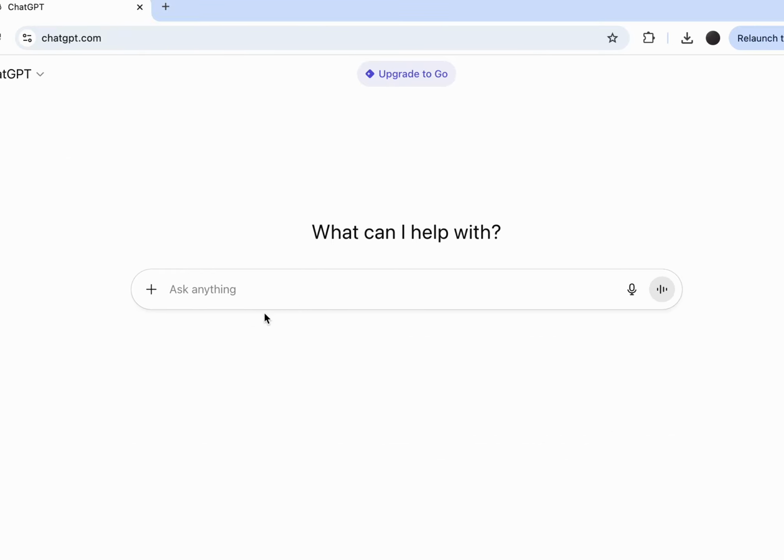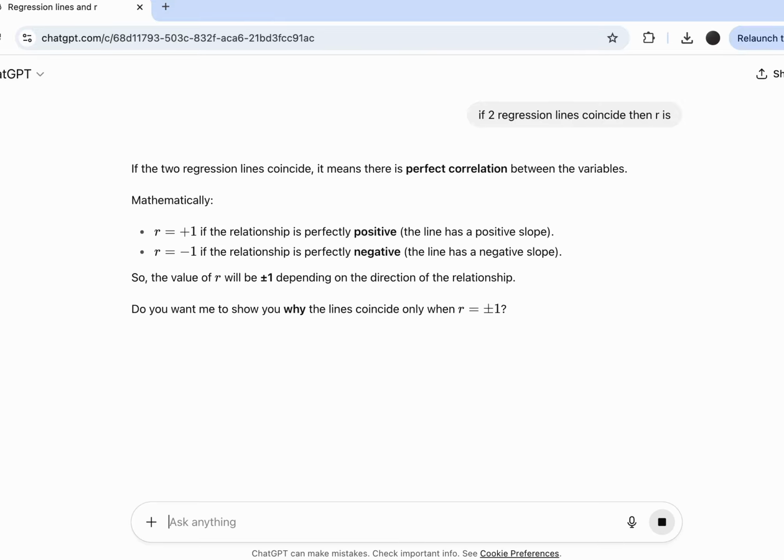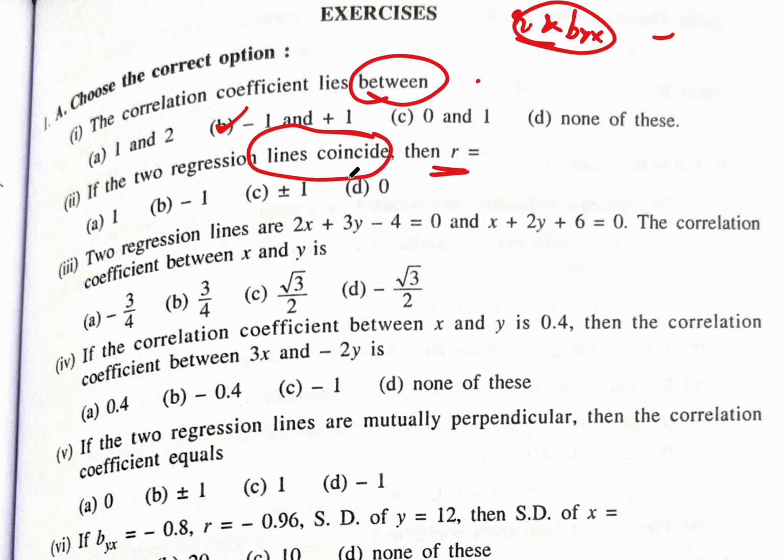Let us see. If two regression lines coincide, then R is. I know it's 1, but what we're looking for is proof. So mathematically R is +1 if they're perfectly positive, and R is -1 if they're perfectly negative. The relationship between them is perfect. That is something we can derive from this first part. The second part we don't know, which is why this is going to be between this and that. So we are going to just assume it's going to be ±1.